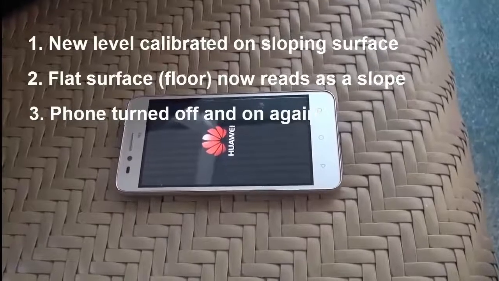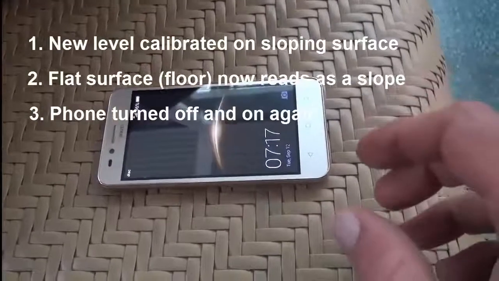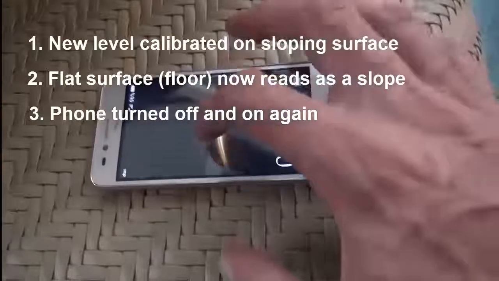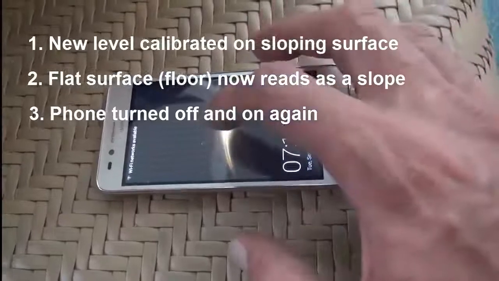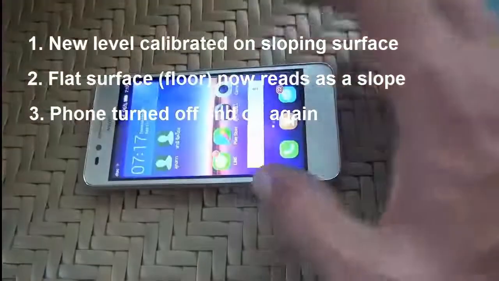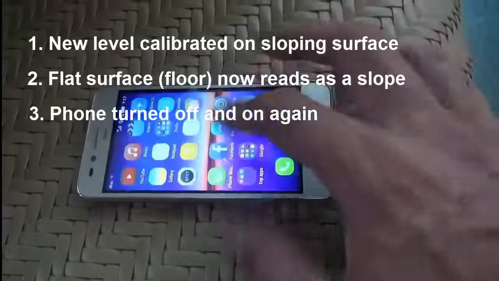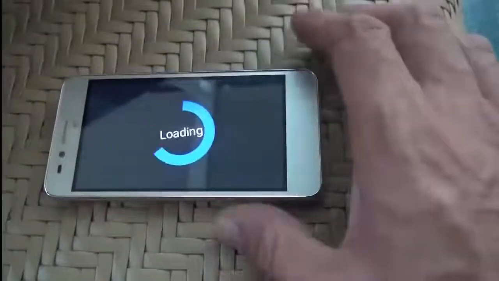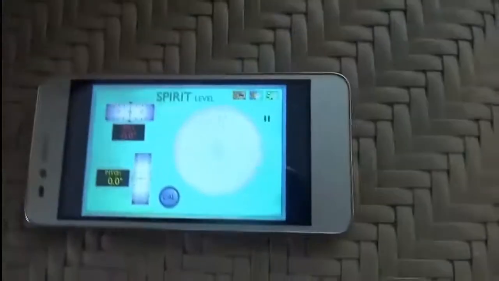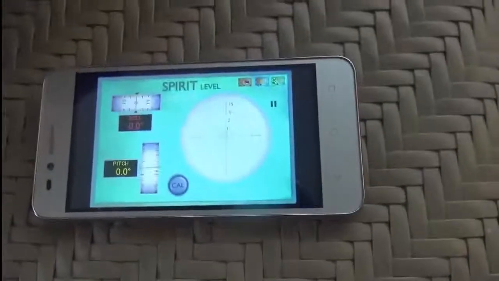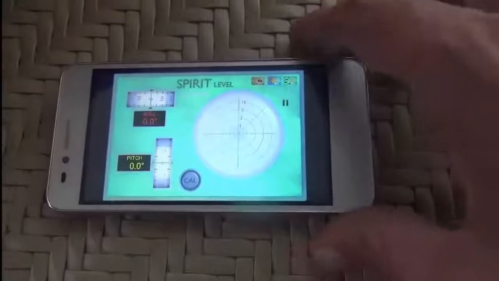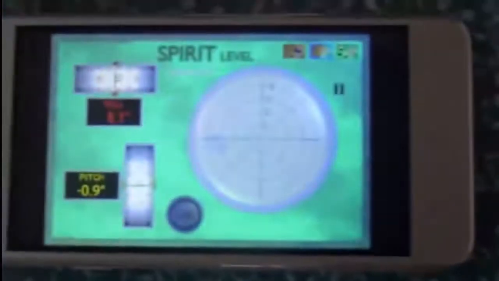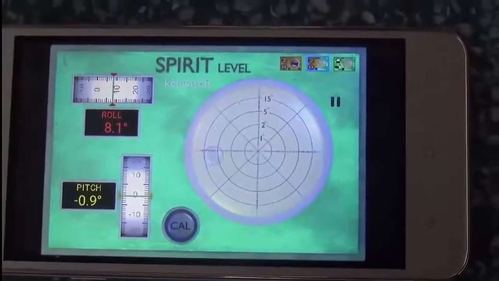So I'm going to fly to Dubai and then on to Heathrow. So I'm going from pretty much near the equator up to the northern hemisphere. So go and find the app again. There it is. Spirit level app. And as you can see, it has kept that in its memory. Put it on the floor again, and the floor's level, but it thinks it's out of whack.